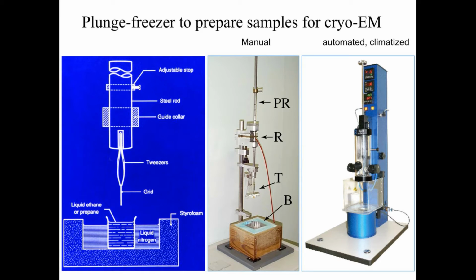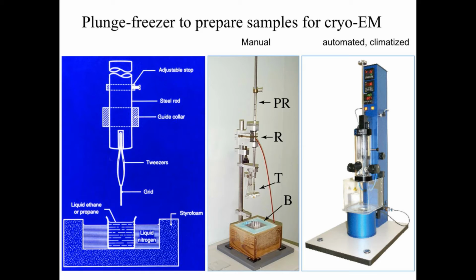But we need to drop it into something else besides liquid nitrogen. If we dropped it in liquid nitrogen, we would get air bubbles that form, and the air bubbles prevent very rapid exchange of heat. And that's why we drop it into liquid ethane that is held at liquid nitrogen temperature.